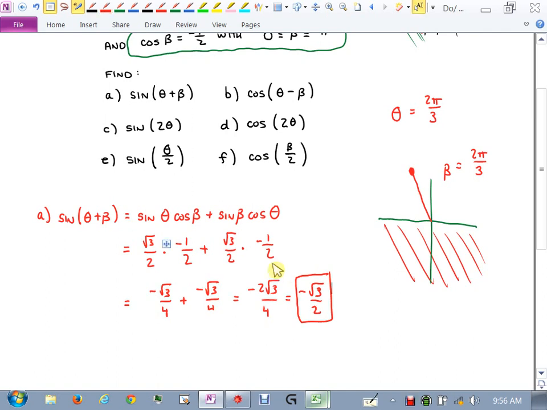How about the next one? Cosine theta minus beta.